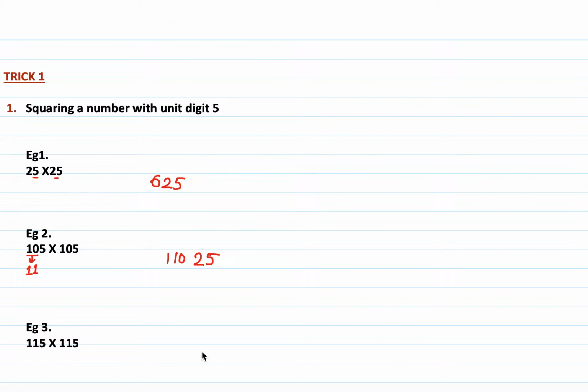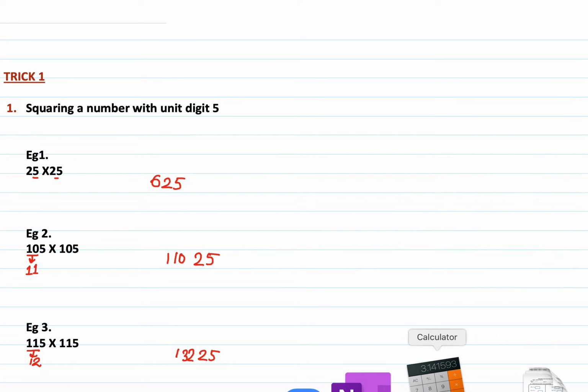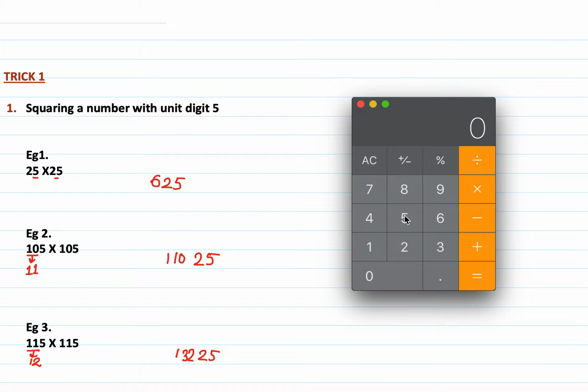Now the third one is 115 into 115. Again in the same way, last two digits will be 25 and 11 multiplied by its successor, which will be 12. 11 into 12 is 132.